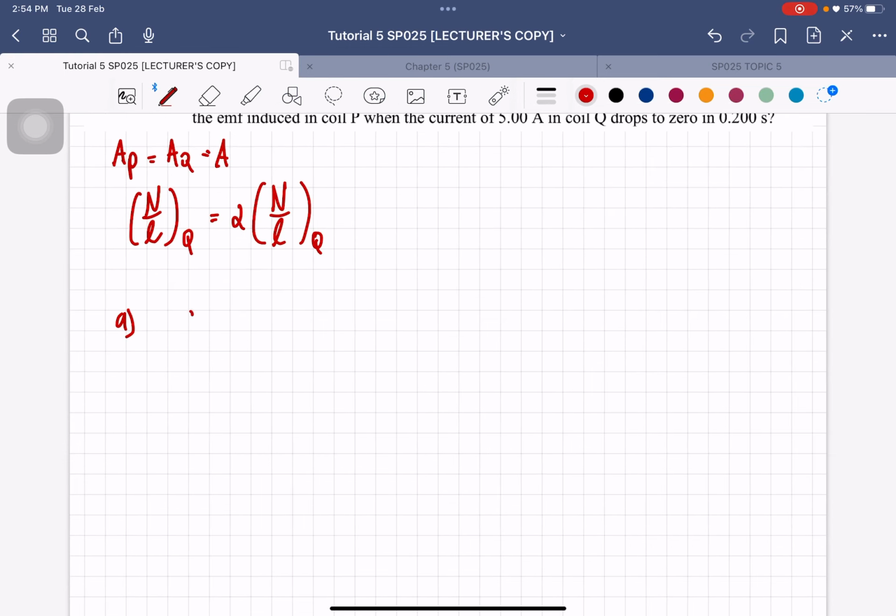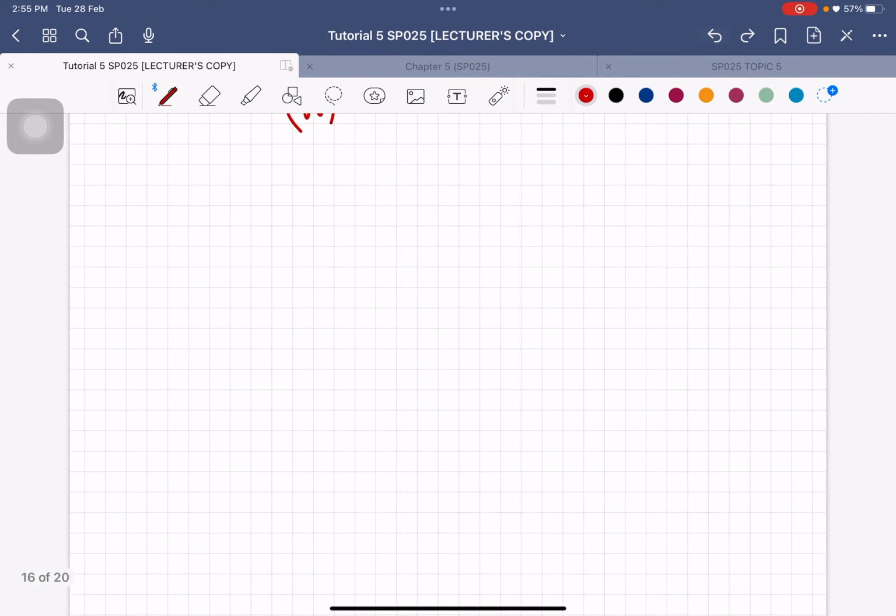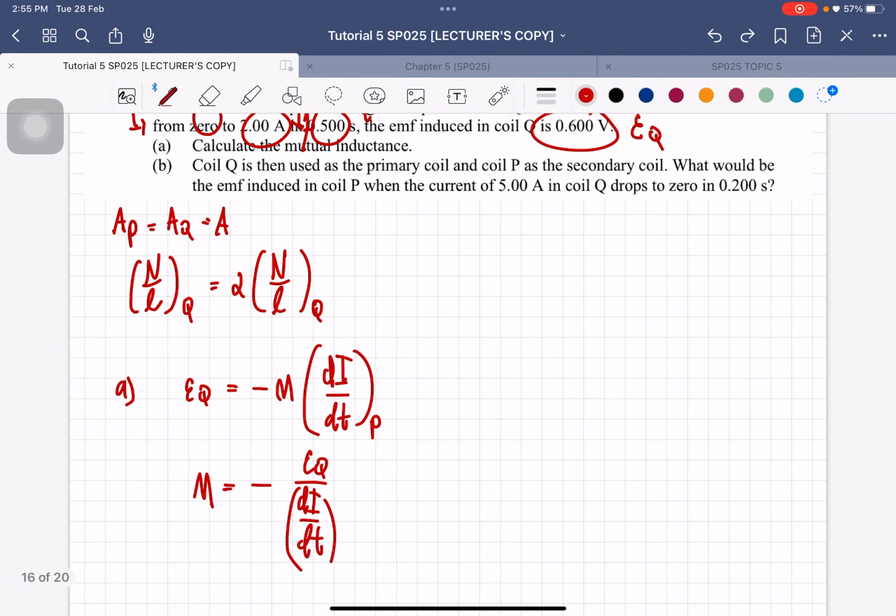Okay, since we have been given the EMF of coil Q, we can use this equation here. M, this is dI over dt, but this is for coil P. So we are looking for M. So this is going to be M equals negative EQ over dI over dt. Now, what is the value of EQ?